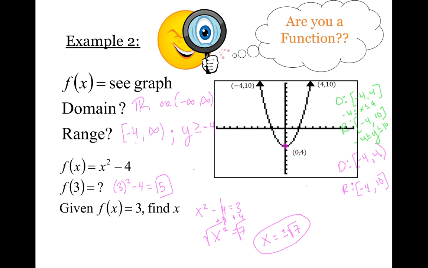This is solving. You're using square roots to solve, and you get positive and negative, right? And we know that from here. If we went up to 3 and out, this is going to be positive root 7. This is going to be negative root 7. Right? So I get 2 results here. 7 is not a perfect square.